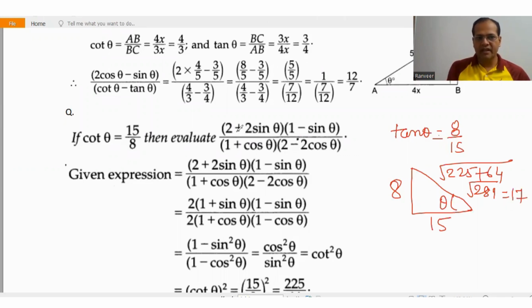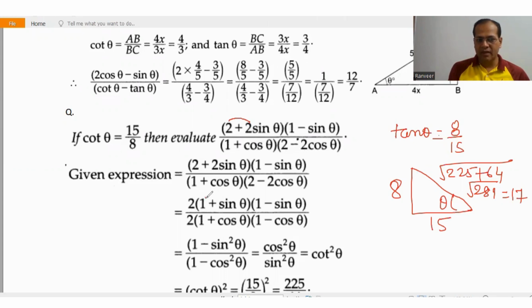So after that we have to find out 2 plus 2 sin theta, 1 minus sin theta. This value we have to find out. First of all, we have to calculate. See here, if you focus on the question, 2 is the common factor. 1 plus sin theta, 1 minus sin theta. Here 2 is common, so this will convert into a much shorter form.